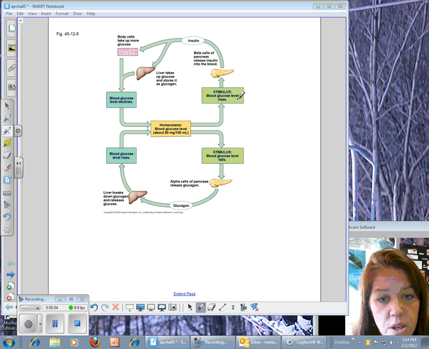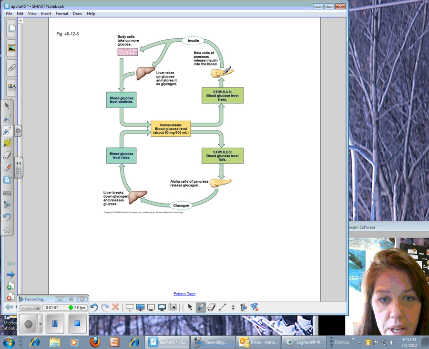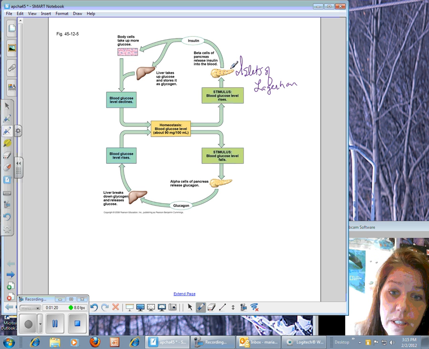Okay, so let's say your blood glucose level rises. You have something to eat. That's going to stimulate a specific area of the pancreas, a few clusters of cells called the islets of Langerhans. Islets of Langerhans, and each of these islets, very small percentage, I think your book says 1.5% of the pancreas is the islets of Langerhans, have either beta cells or alpha cells.